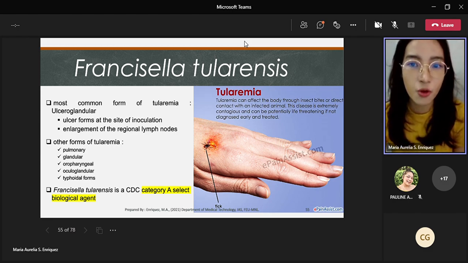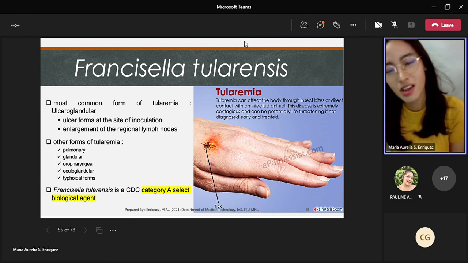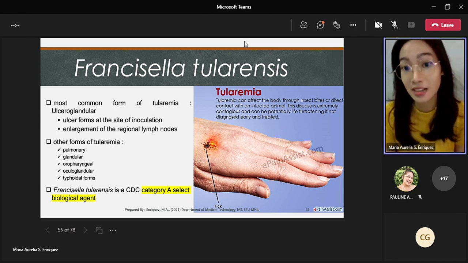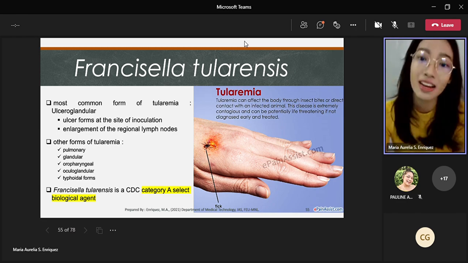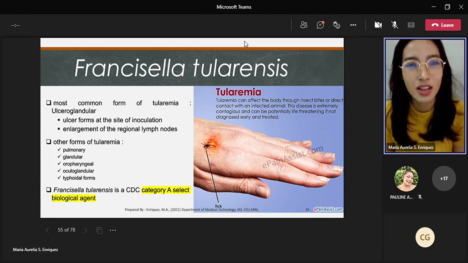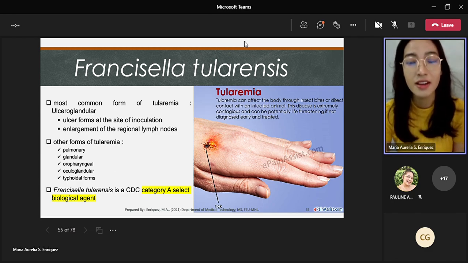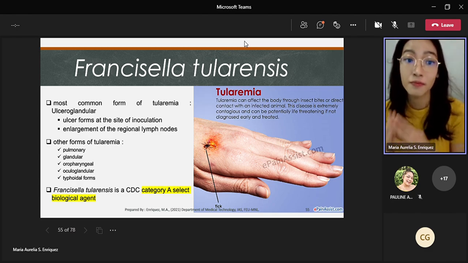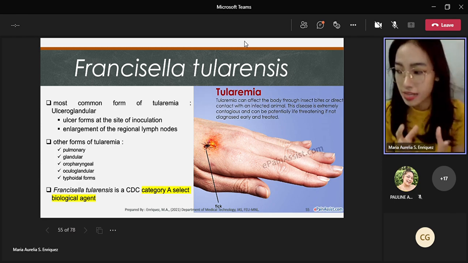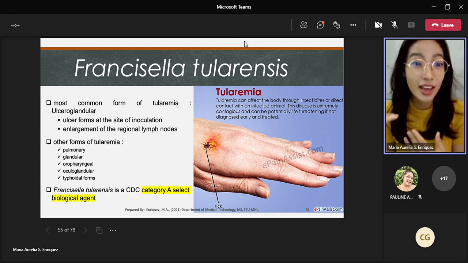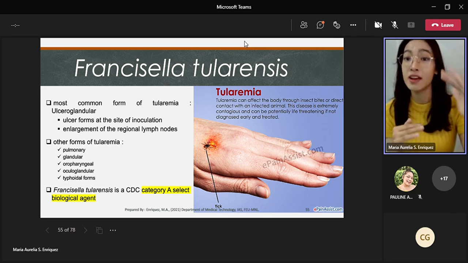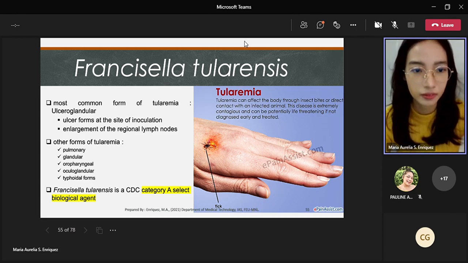Okay, so there are many other forms of tularemia such as pulmonary, oropharyngeal, oculoglandular, and so on. Just as with the previously tackled organisms, Francisella tularensis is also considered a potential bioterrorism agent placed at category A by the CDC. Okay, brucellosis is considered a category B agent. Francisella has a somewhat higher classification. It's a category A bioterrorism agent.